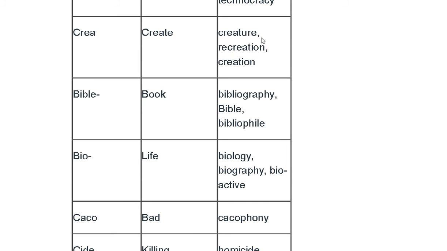Cre means create, like a creation, something that you have made or put together. A recreation of an old movie or an old book, they make it again. A creature is an animal that comes into existence, is created somehow.